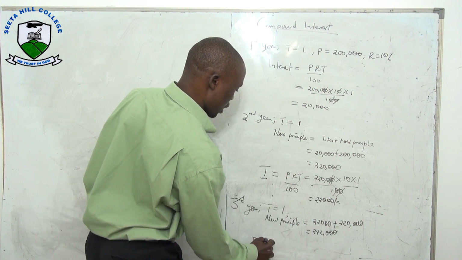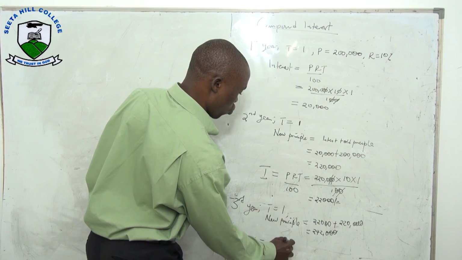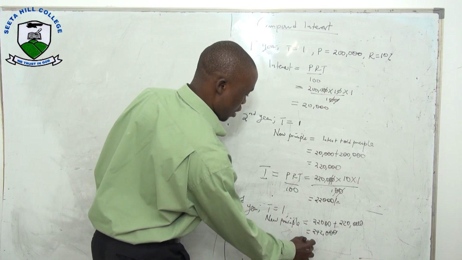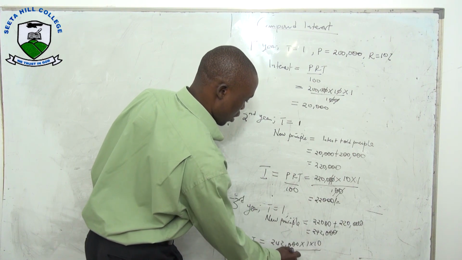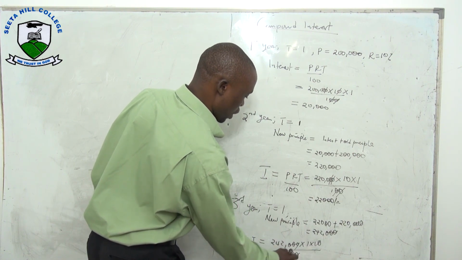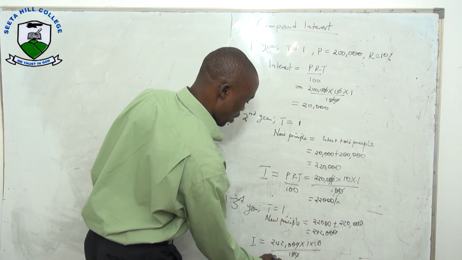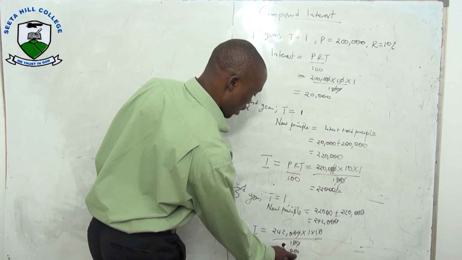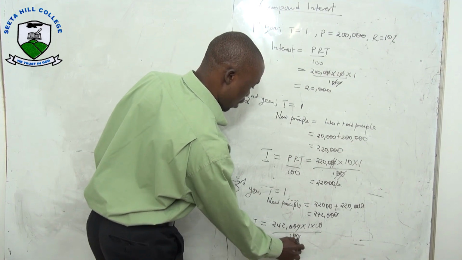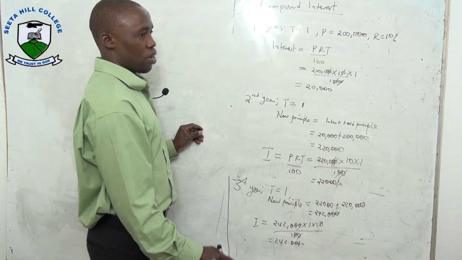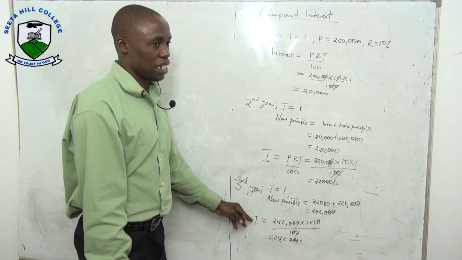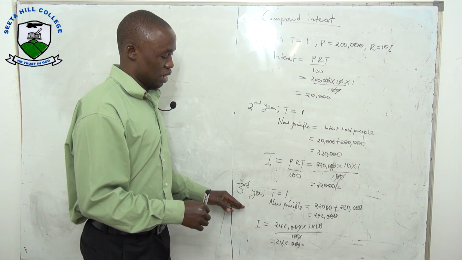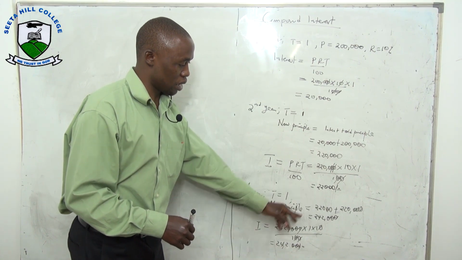Then calculate the interest there. 242,000 times 10 times 1 again gives 24,200 shillings. Have you pressed the calculator well? 24,200 shillings. Now, we are in the third year. There is no other year. Therefore, the amount in that year will be this plus.